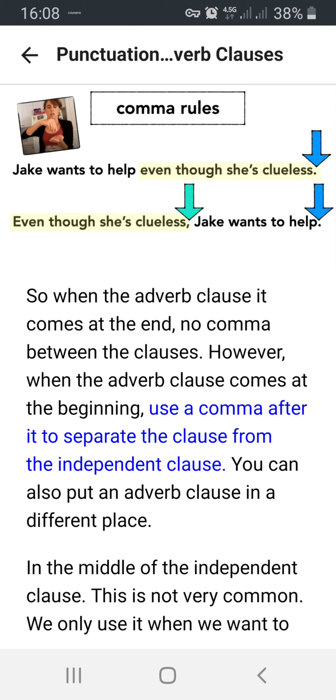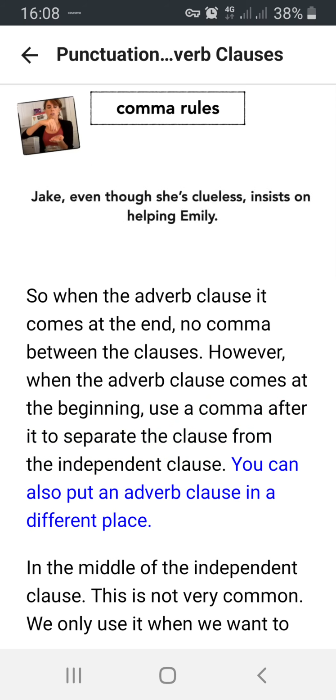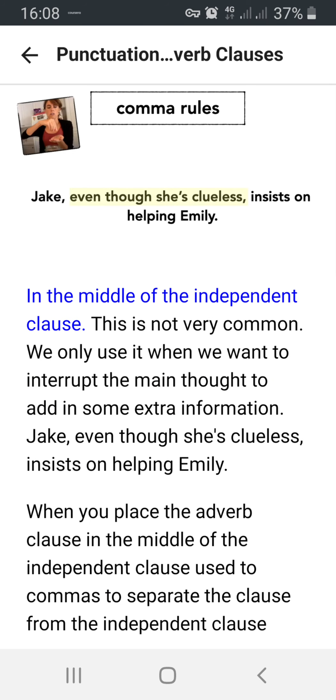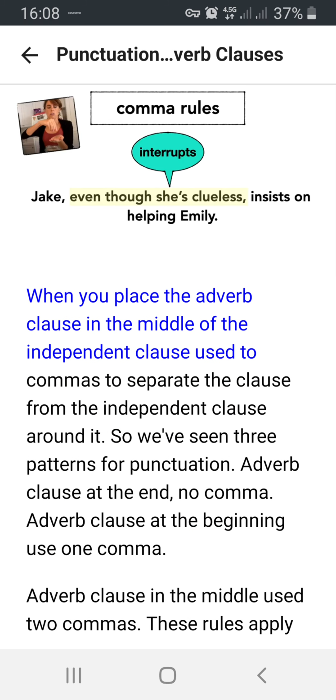independent clause. You can also put an adverb clause in a different place, in the middle of the independent clause. This is not very common. We only use it when we want to interrupt the main thought to add in some extra information. Jake, even though she's clueless, insists on helping Emily. When you place the adverb clause in the middle of the independent clause, use two commas to separate the clause from the independent clause around it.